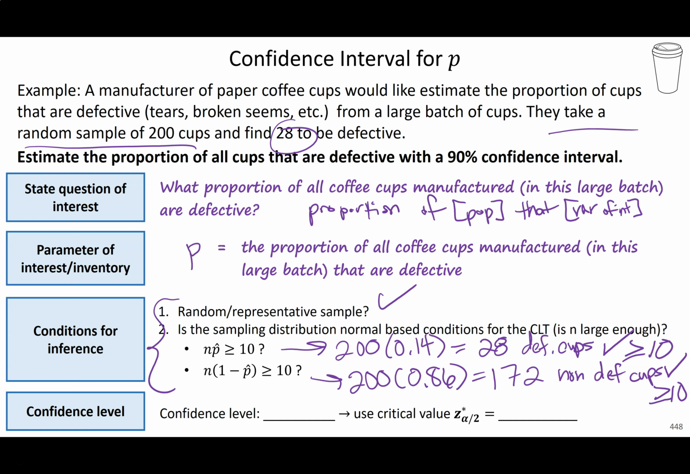So my confidence level, that's just going to come from the problem, 90%. Anytime we're doing a categorical variable like this, we're going to use z procedures, which means I can use a z star critical value. So that'd be 1.645. So I don't need to use a t-table. I can just go straight to the z star.